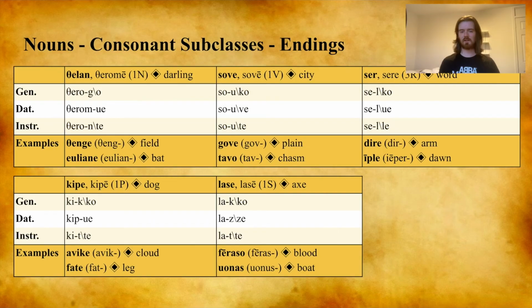And finally, for this slide, we're going to look at the sibilant subclass, lasse, which means axe. This is identical to the plosive subclass in the genitive and the instrumental. The only difference is the dative singular, laze. You can either think of the ending ze as replacing the final s sound of the stem, or you can think of it more accurately historically as the voicing of s preceding ze as the ending.